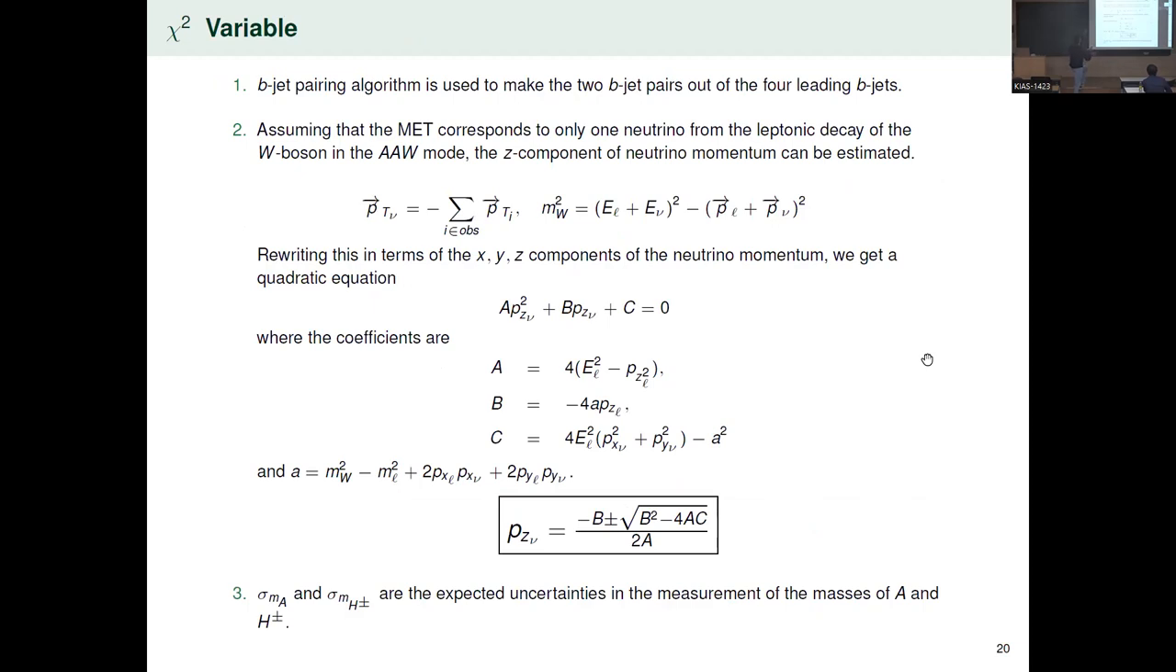Once again, out of the 4B, we make two BZ pairs by using the delta R criteria with an offset of 0.8. Now we also need to find the Z component of the neutrino momentum. If we assume that the missing transverse energy corresponds only to the one neutrino coming from the W decay, then we can estimate the Z component of the neutrino by using this invariant mass criteria. This is a quadratic equation. If we expand in terms of X, Y, Z components and solve the quadratic equation, we will get two solutions for the Z component of the neutrino.